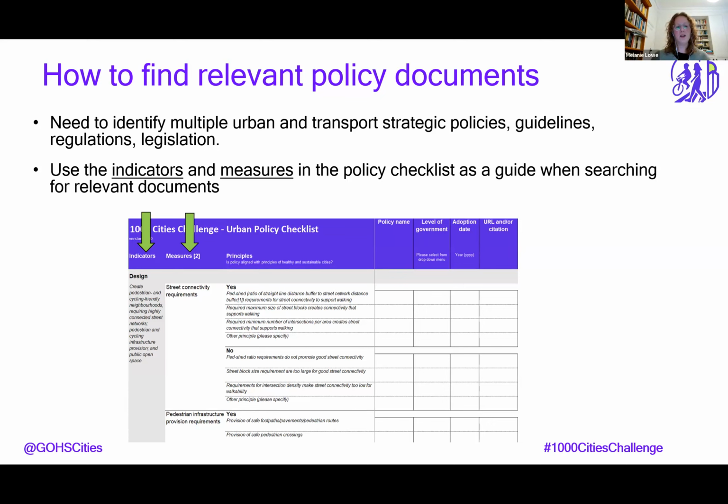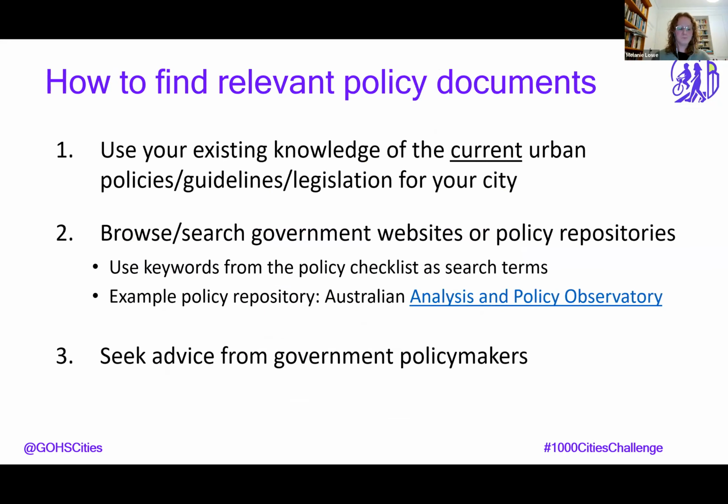So here I've got the example, we've got a design indicator. Well, that already tells you might be looking for an urban design guideline or a strategic metropolitan plan that will have aspects of urban design in it. But also we know that we're looking for a policy that includes content around street connectivity and pedestrian infrastructure requirements. So when you read pedestrian infrastructure, you think, oh, maybe it's a transport policy. So it helps to guide the sort of documents that you might be looking for.